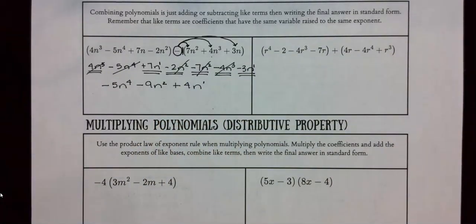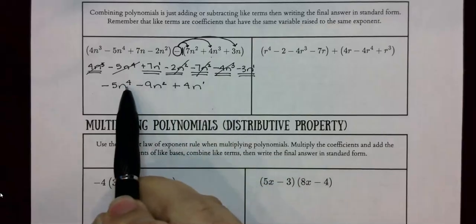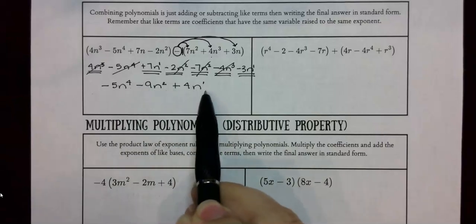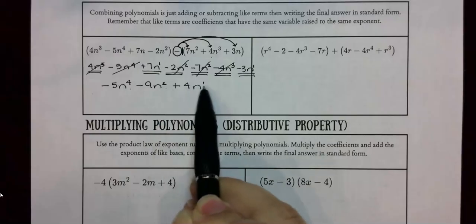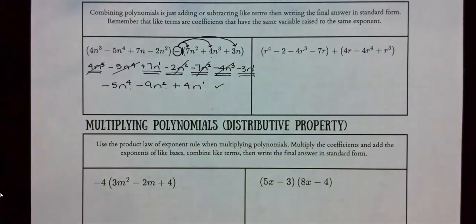This is our final answer, because not only did we combine like terms, but now it's in standard form, because if you start with the biggest number and work your way down, then it's already in form. 4, 2, 1. This is my final answer in standard form.